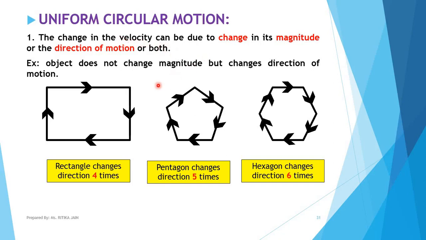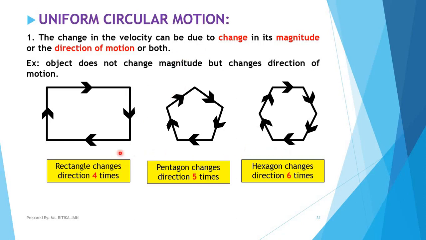Now, can you imagine an example in which the object does not change the magnitude but changes only the direction of motion? It means the object is moving with a constant speed but continuously changes the direction of motion, that further also changes its velocity, as I have discussed here. Okay, so before taking the concept, let us understand the basics.